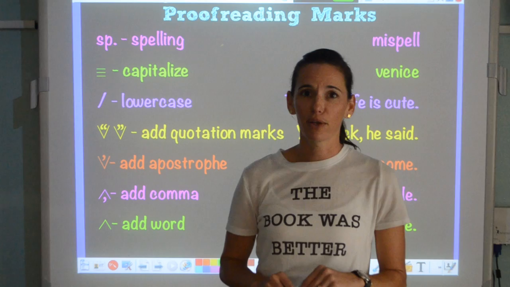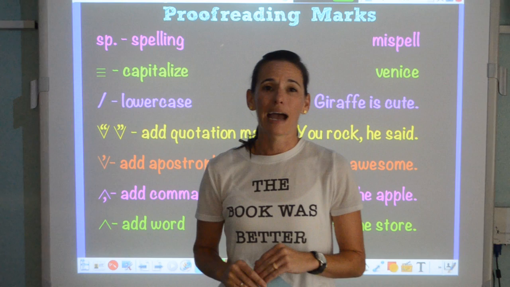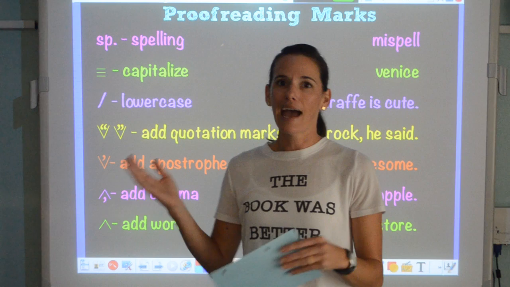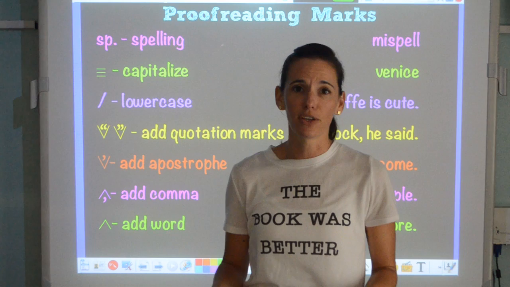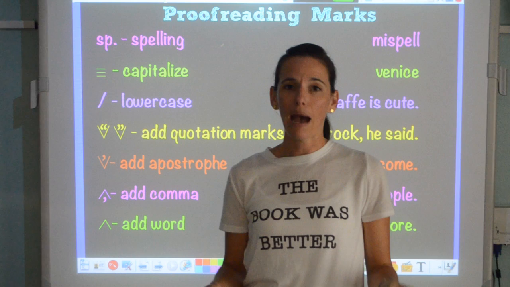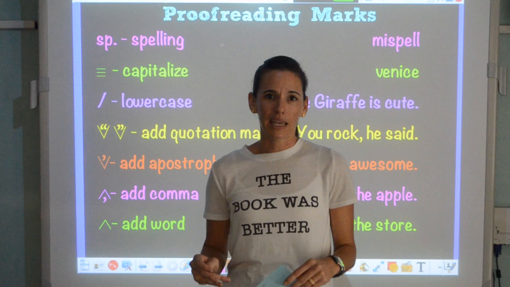Our first grammar unit this year is proofreading marks. Every time we go through one of these units, I will give you a list of objectives. These are the things that I am intending for you to learn as you're going through this unit. So the objectives for proofreading. By the end of this unit, and yes, I have a cheat sheet, you will understand that editing, proofreading, and copy editing are all the same thing. They are synonyms. They basically mean marks that you would use to correct a piece of writing for grammar.